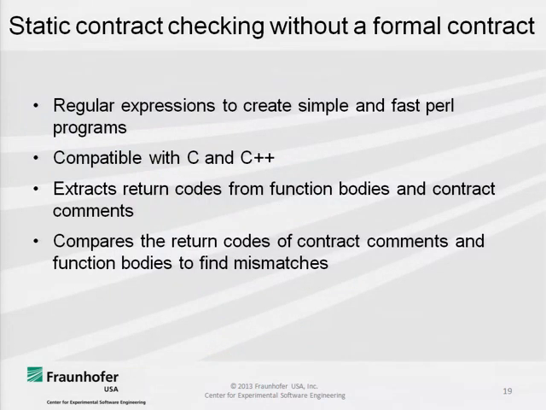Okay. So what we have done is, leveraging the structure of the comment, write some little programs and then extract all the return codes from the function bodies and the contract comments. So you can imagine now I have two databases. One database is return codes of specification, another database is return codes of implementation. So now I can do a database query, right? Okay. So we compare the return codes of contracts and function bodies to find mismatches.